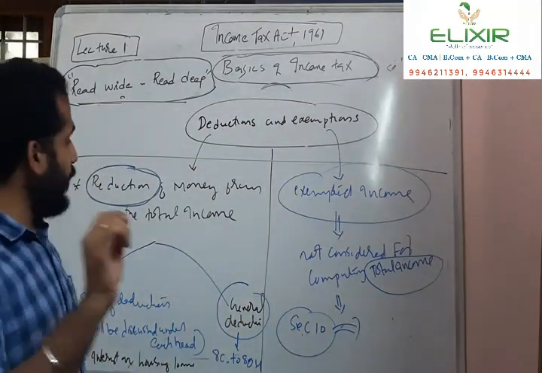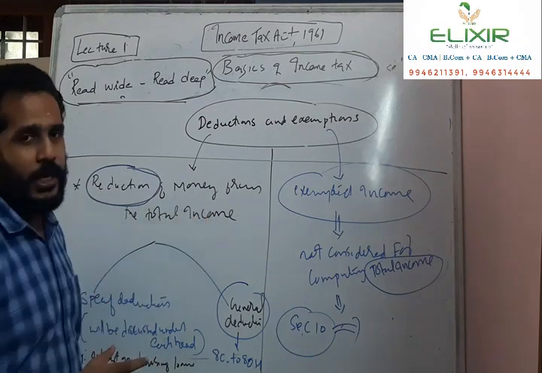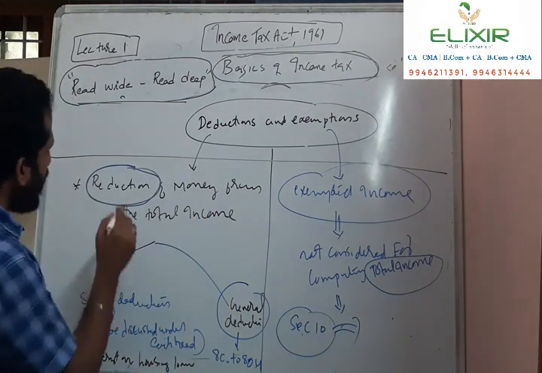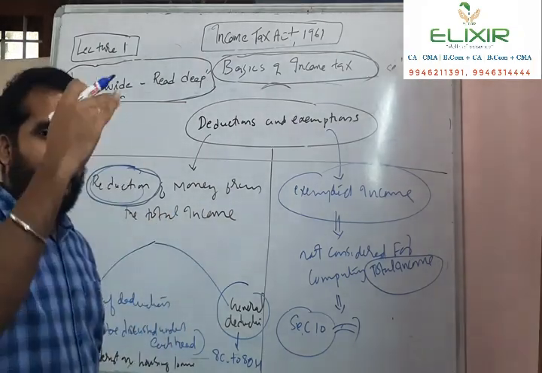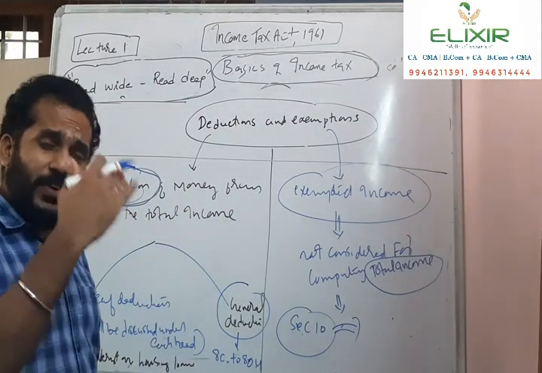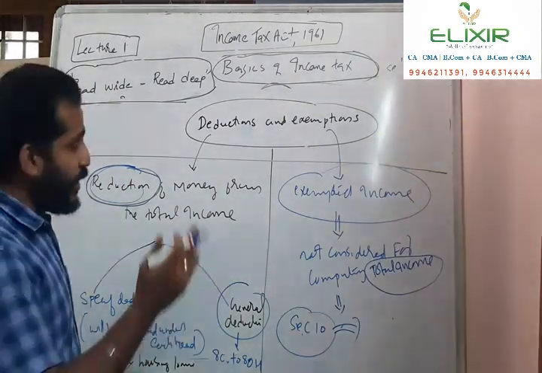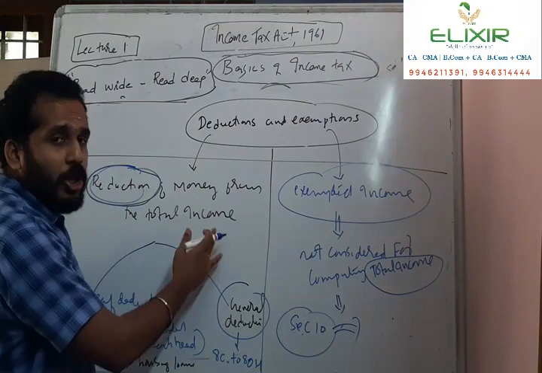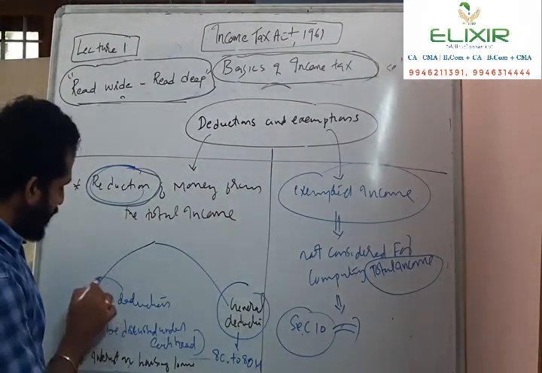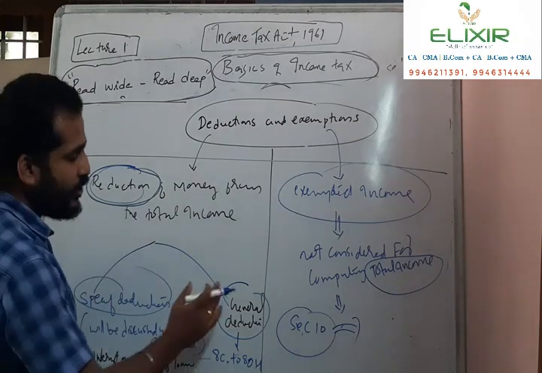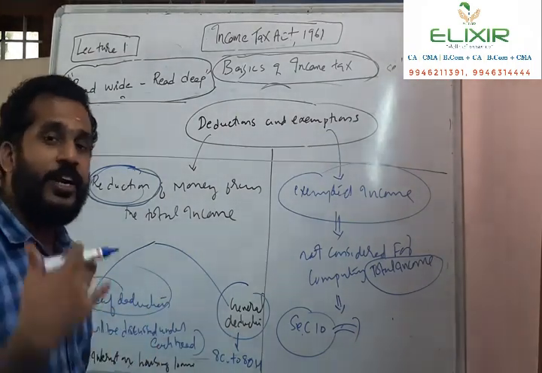The term deduction means it is a reduction of money from the total income. So from the total income, we can deduct certain items. Okay, so it is the reduction of money from the total income, and there are two types of deductions. One is the specific deduction, the other is the general deduction.